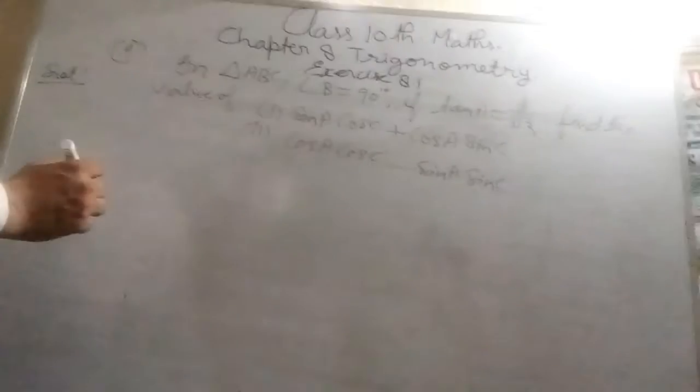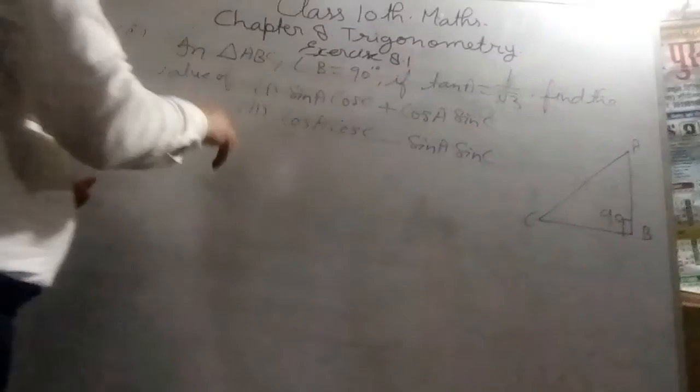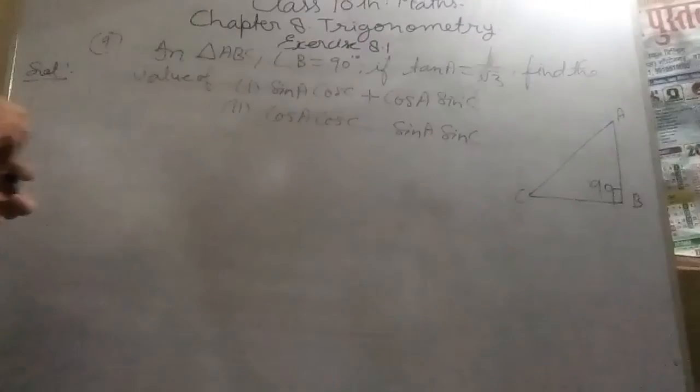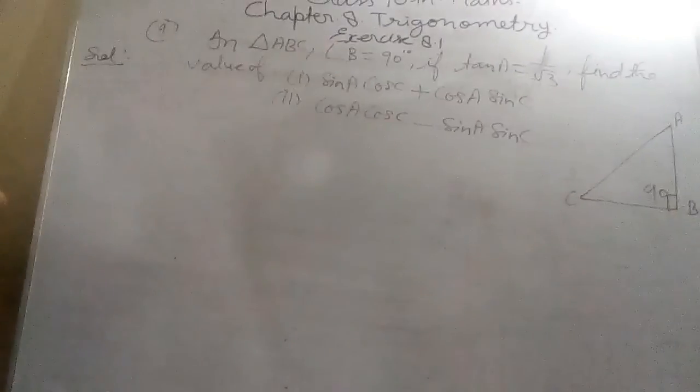So first draw triangle according to the question. Angle B equal to 90 degree already given. Then A, C. Find sin A, cos A and sin C, cos C, and put the value in both the question and you will get the answer.